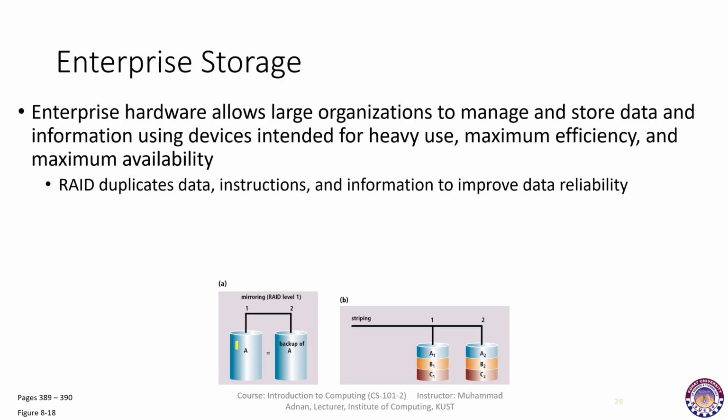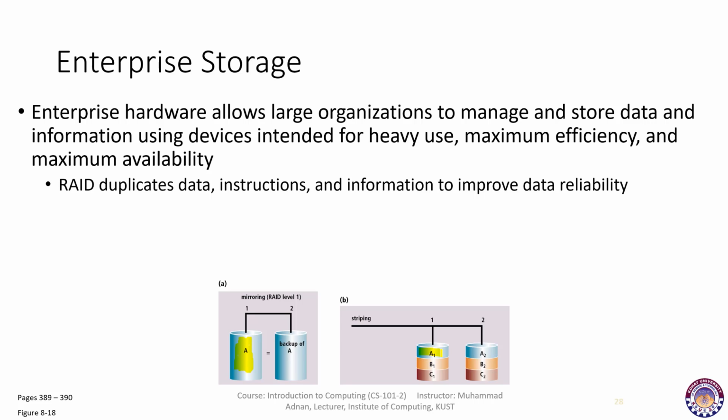Here we have one disk and a backup is made on another disk, so that if something happens to this data, the data can be retrieved from the backup. This is called mirroring RAID. Then we have another level of RAID called striping, where the hard disk is further divided, or a single cluster is further divided into many individual plates or hard disks.